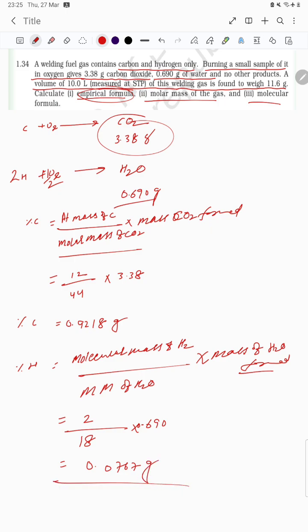So these two things we got, student. Not the percentage, these are the amounts, student. How can you say percentage? This is the amount of carbon and the amount of hydrogen.